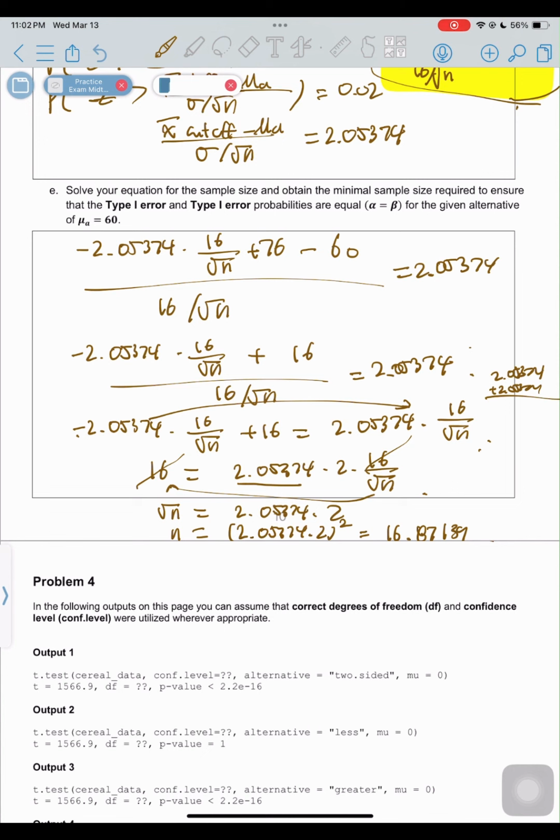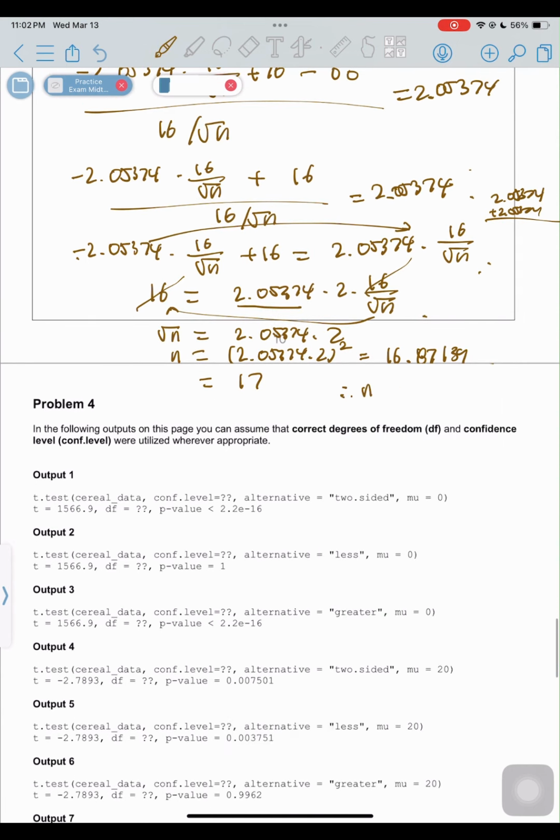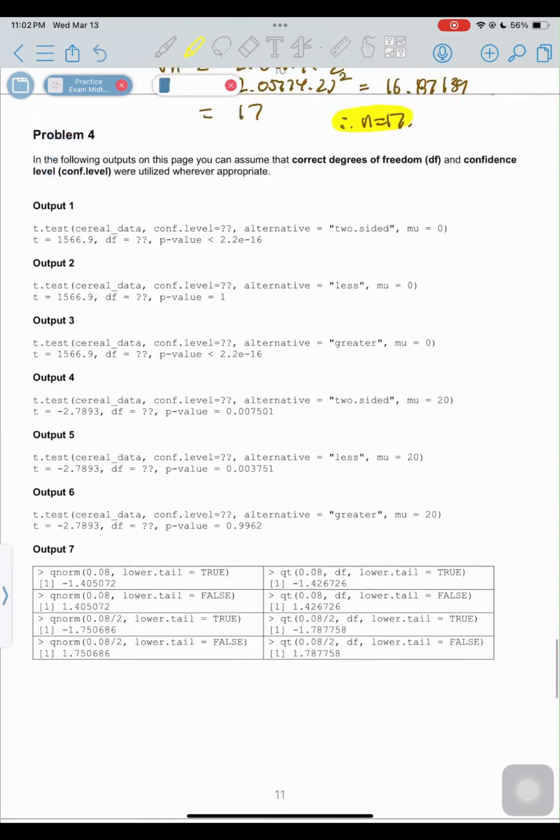And then since n is the sample size, you can't have a decimal number for the sample size. It has to be a whole number. So if you round up, this will just become 17. So the answer for the sample size is n equal to 17. So that is it for the practice exam.